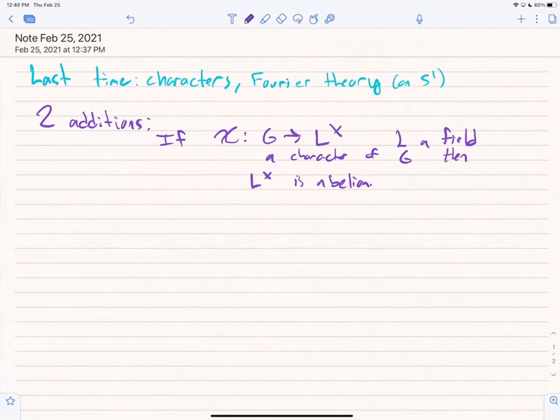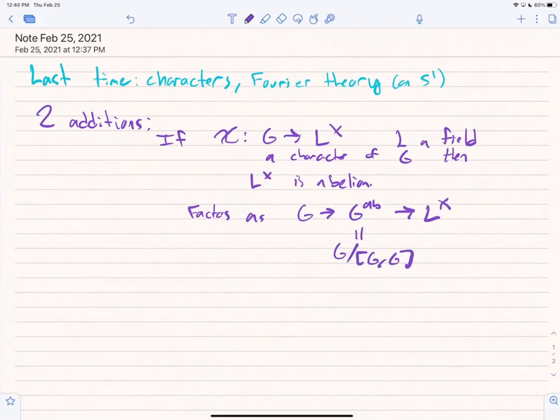The point is for us, L cross is abelian, and so because L cross is abelian, this factors through the abelianization of G. We call the abelianization G mod its commutator subgroup. It's the largest abelian quotient of G, and any map to an abelian group factors through the abelianization of G.